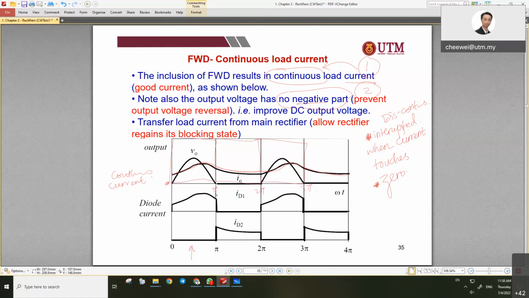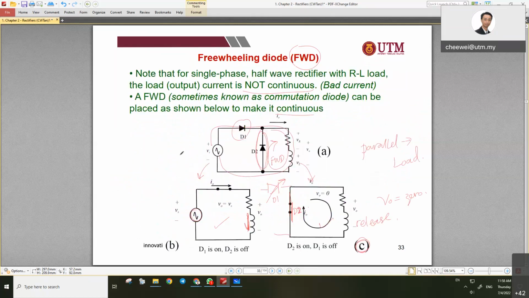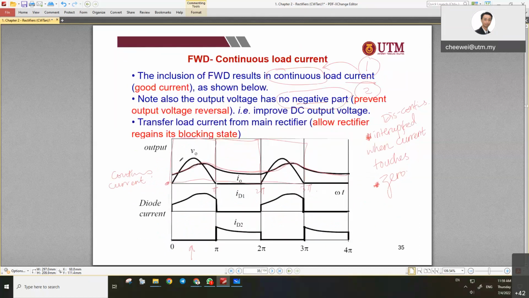From 0 to pi, who is working? When current is flowing, it means it's working, right? From 0 to pi means the positive half cycle. In the positive half cycle, who is working? D1, so D1 current is there. Is D2 working or not? Open. Open means no current flow. So in the positive half cycle, D1 is operating. That's why this one follows the current. Why does it follow the current? Because they are in series, and in series the current is always the same. So it will take the current waveform here, but it will stop from 0 to pi only.